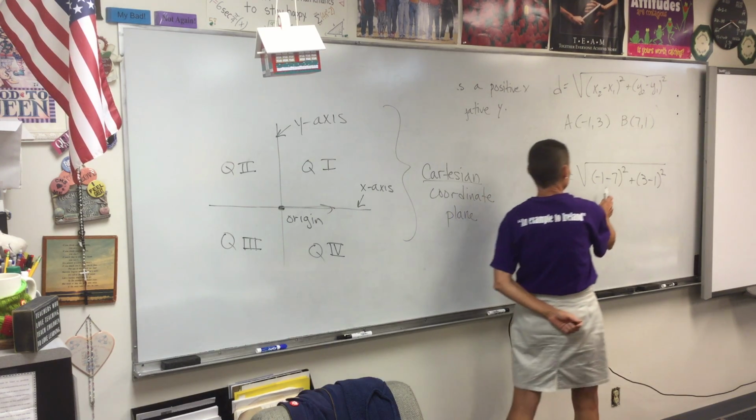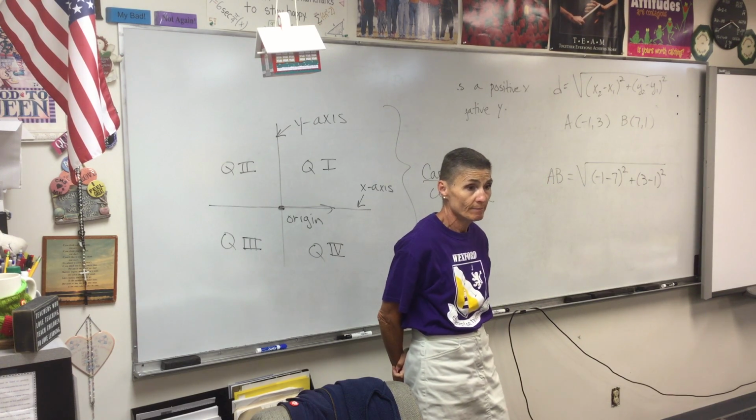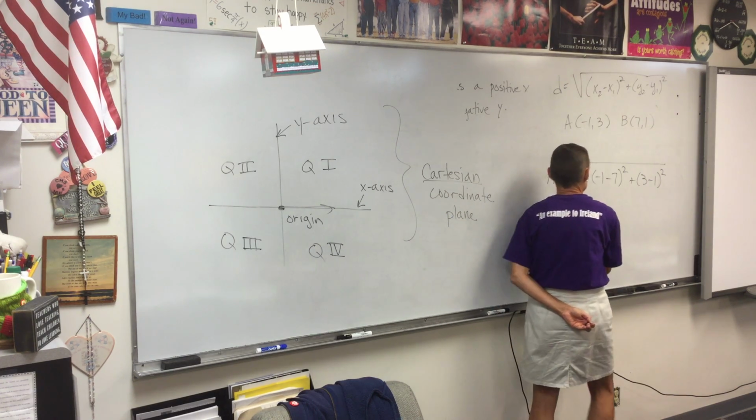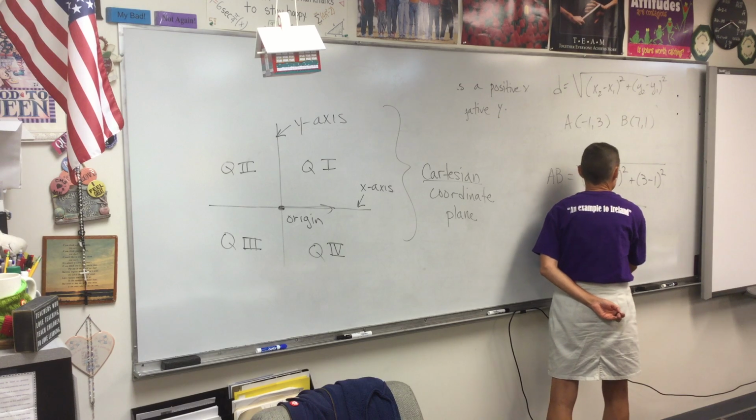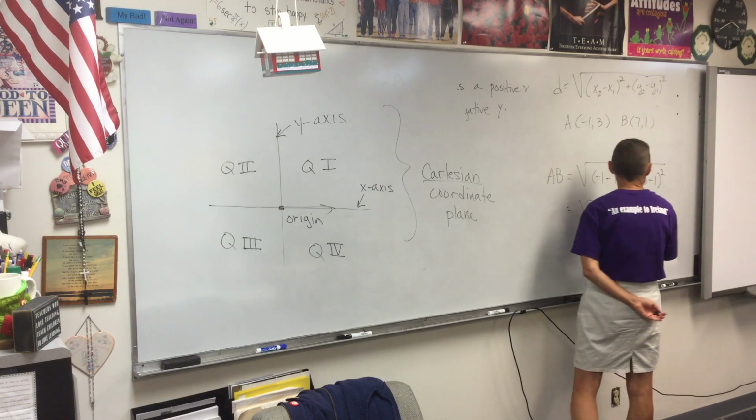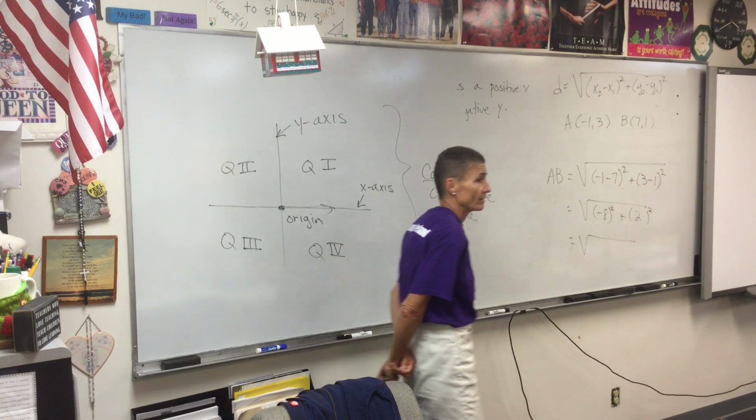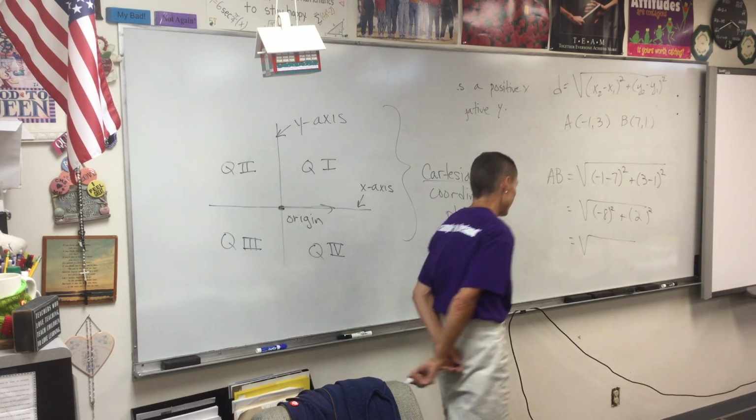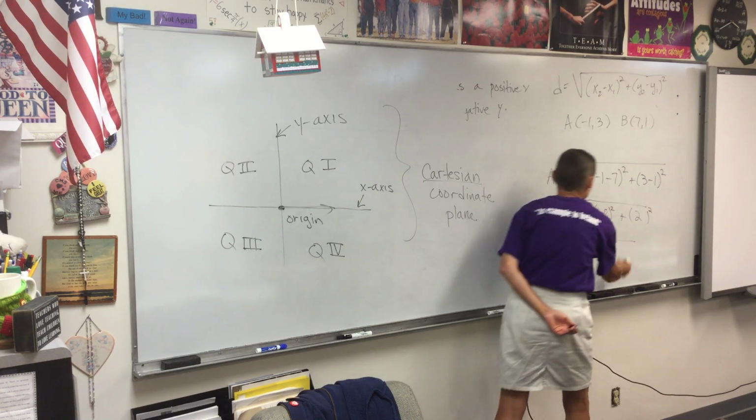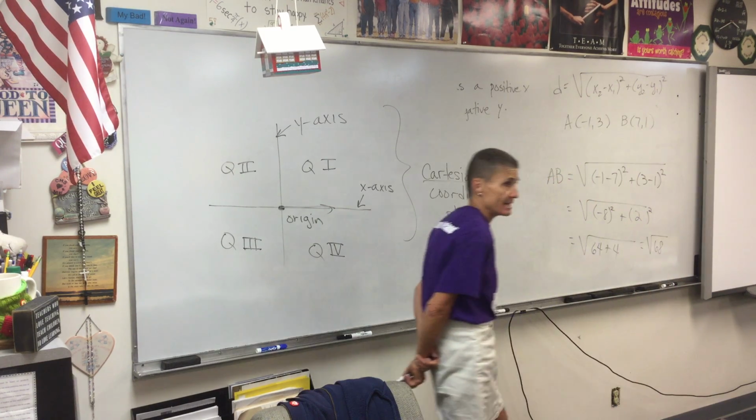So -1 minus 7. Please get the arithmetic right. -1, -7, -8. Three minus 1. -8 squared is 64. 2 squared is 4. Added together is the square root of 68.